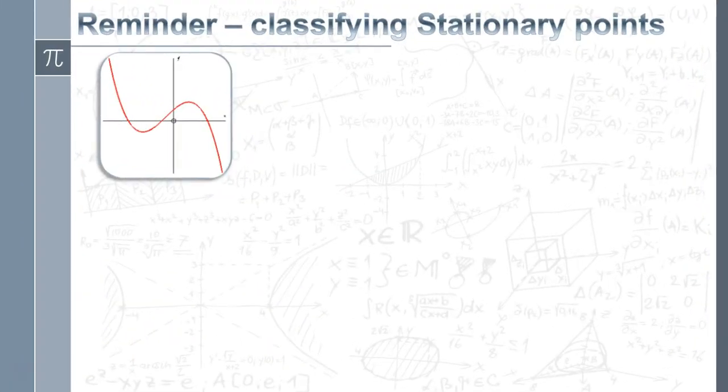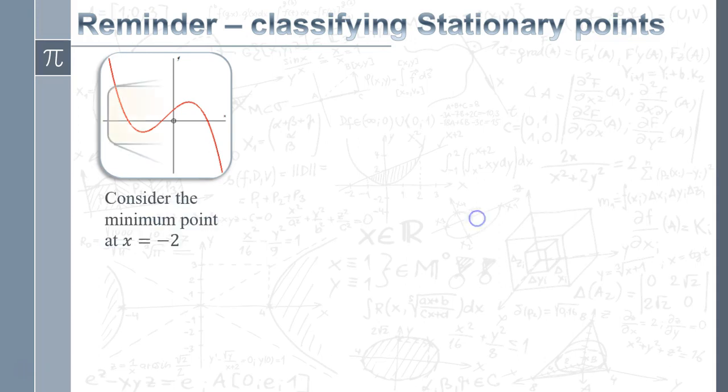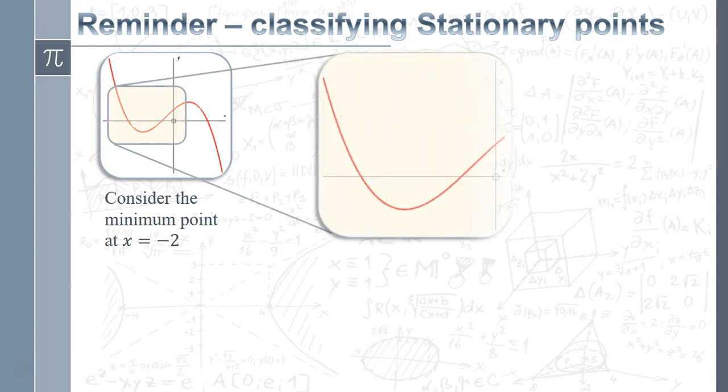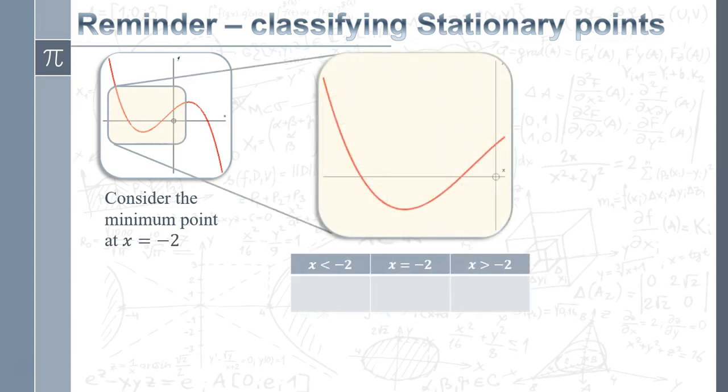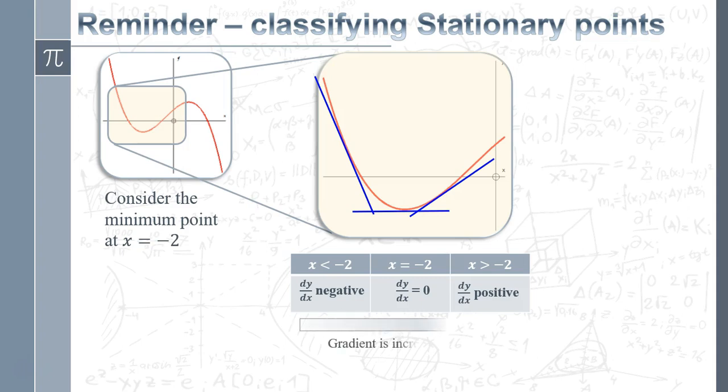Let's just quickly recap what we did in year 1. I'm going to whip through this fairly swiftly. So there we've got a cubic, and we've got a minimum point at x equals minus 2. So we've got our curve doing that. And we know that when x is less than negative 2, dy/dx, the gradient, is negative. At x equals minus 2, it's 0. And above x equals minus 2, it's positive. So the gradient of the curve goes from negative through 0 to positive. So the gradient of the curve is increasing as we go around that minimum point.